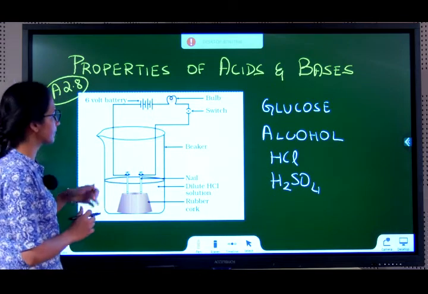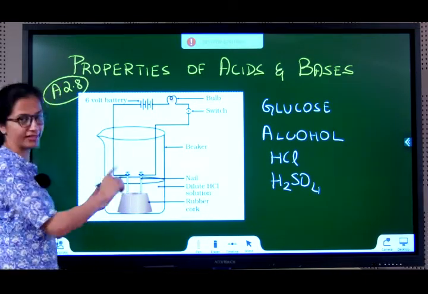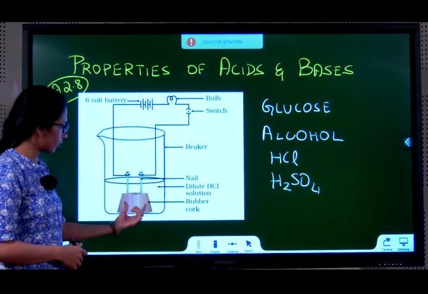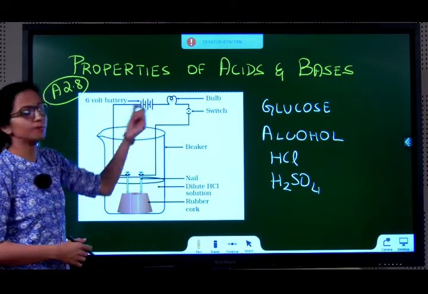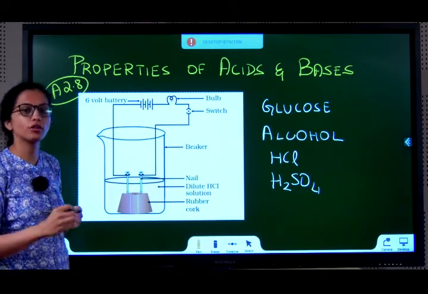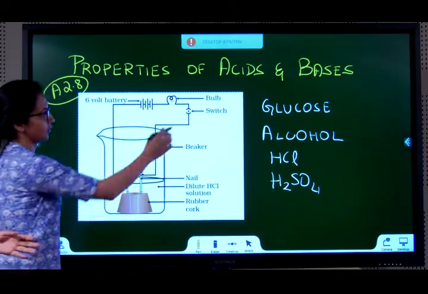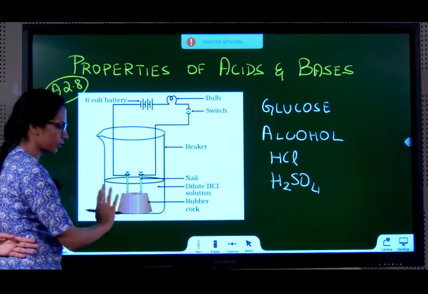So what do we do in this experiment? We take a beaker and a solution of those, one at a time. First we do glucose. We take two nails, put them on a cork and connect it to a battery and a bulb, to show whether the electricity is flowing or not. Now we switch on the battery. The switch is there to switch on and switch off. We are going to put glucose here.